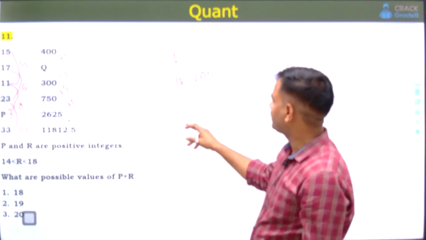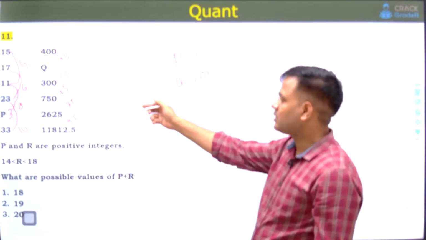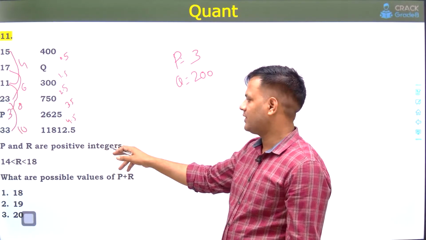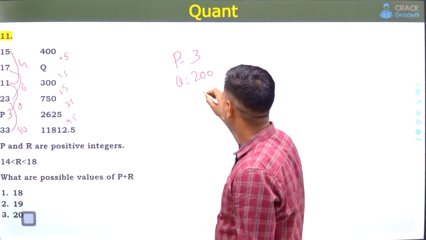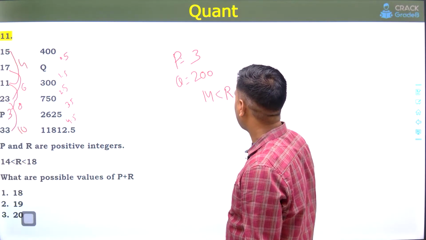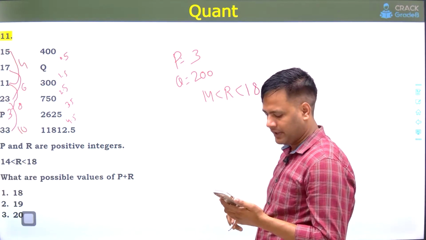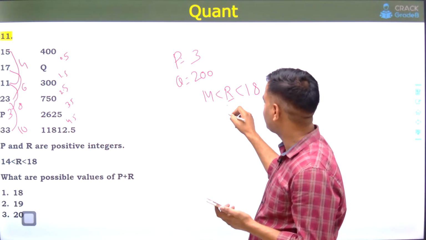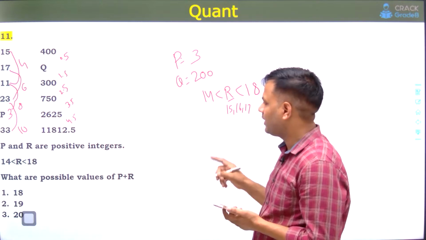So for this P, we have calculated 3 in the number series, and Q was 200. So P and R are positive integers. So the range of R was given, 14 to 18. So R value is either 15, 16, 17. So any three values for R, and P is 3.